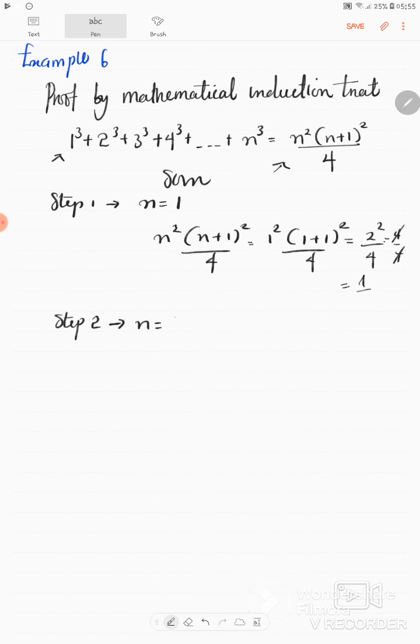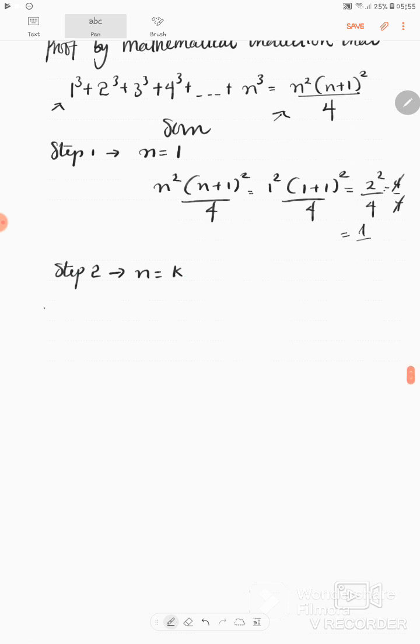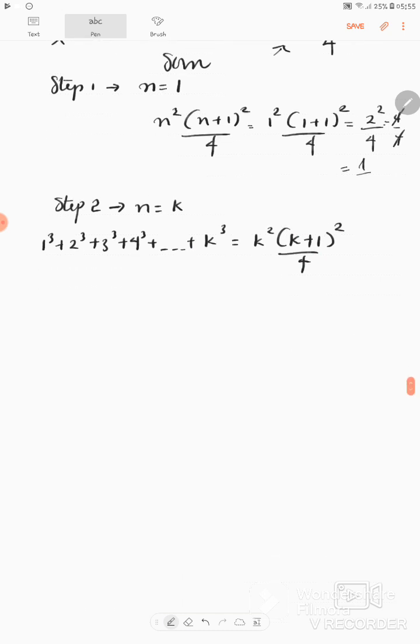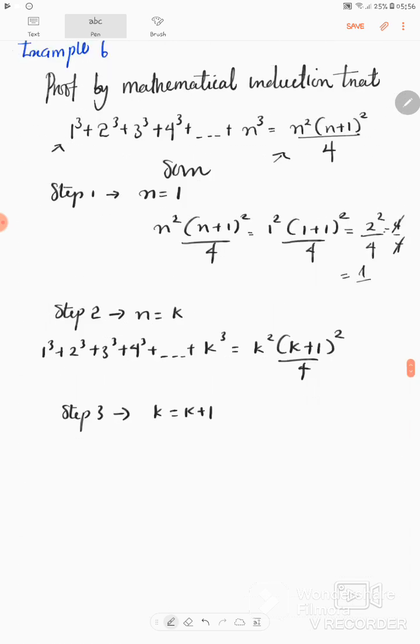Now step 2 states that when n equals k, anywhere you see n, you put k. Now let's start by saying 1 raised to power 3 plus 2 raised to power 3 plus 3 raised to power 3 plus 4 raised to power 3 plus all the way plus k raised to power 3 equals k raised to power 2 open bracket k plus 1 raised to power 2, all over 4. Now step 3 says that anywhere you see k, you put k plus 1. It hasn't even taken me up to 2 minutes.